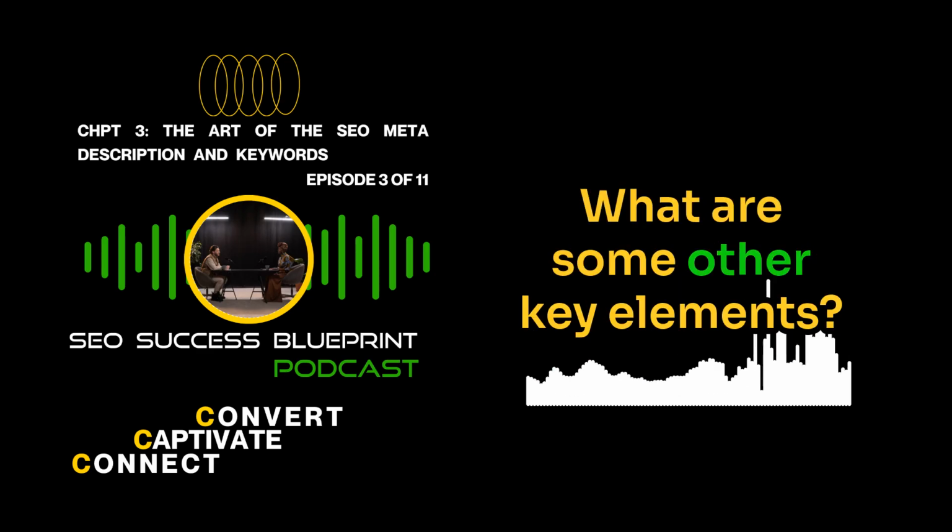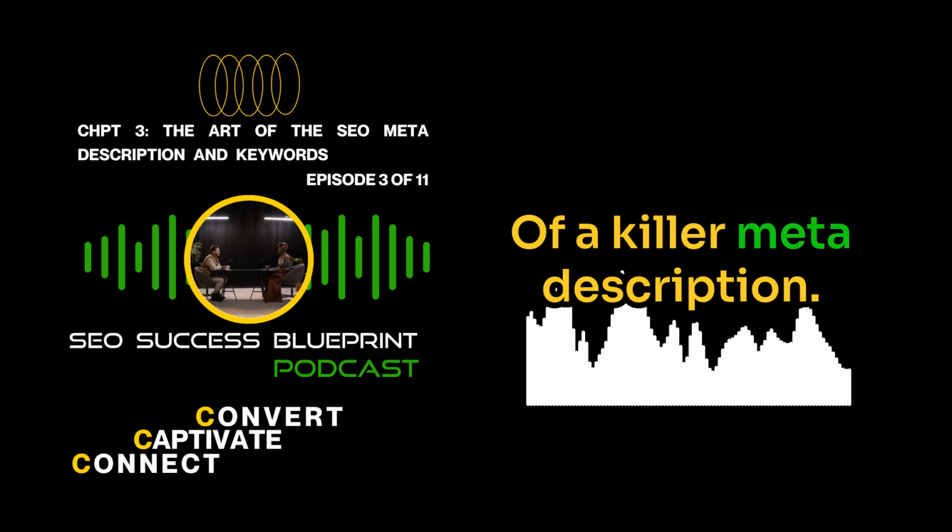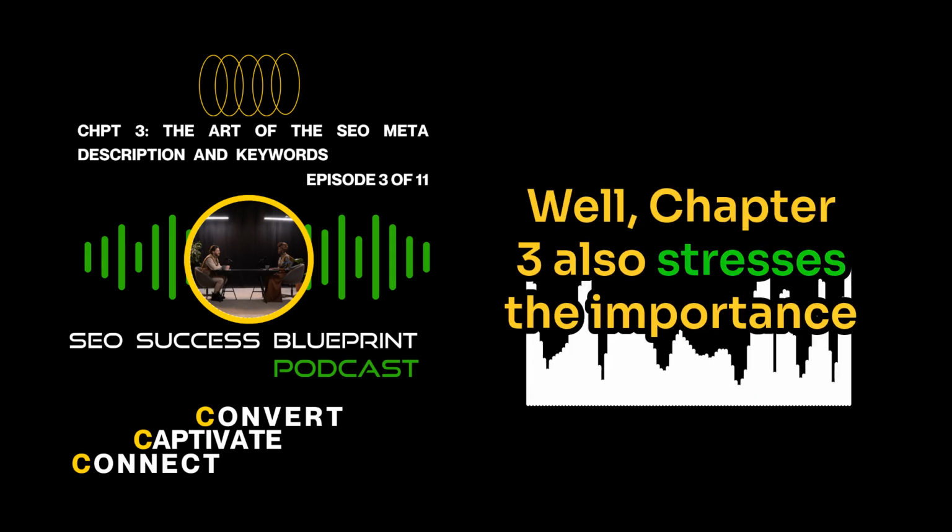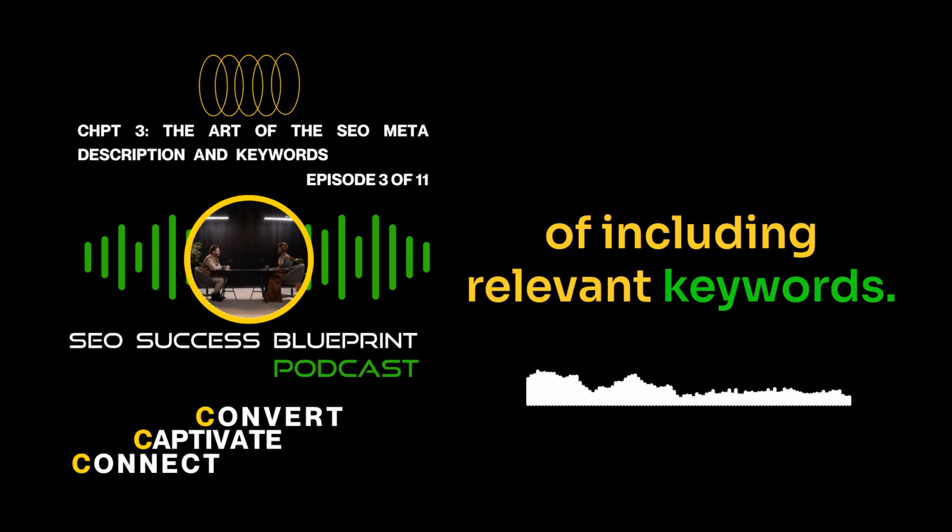All right, so we got connect, captivate, convert. What are some other key elements of a killer meta description? Well, Chapter 3 also stresses the importance of including relevant keywords.